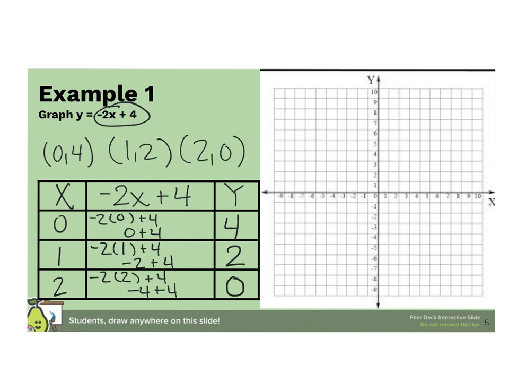So let's graph these. 0, 4 is here. 1, 2 is here. And 2, 0 is here. Connect your points. Draw your arrows. This is a negative sloping line, okay? Our slope was negative, so this is a negative sloping line. I just want you to know what that looks like.